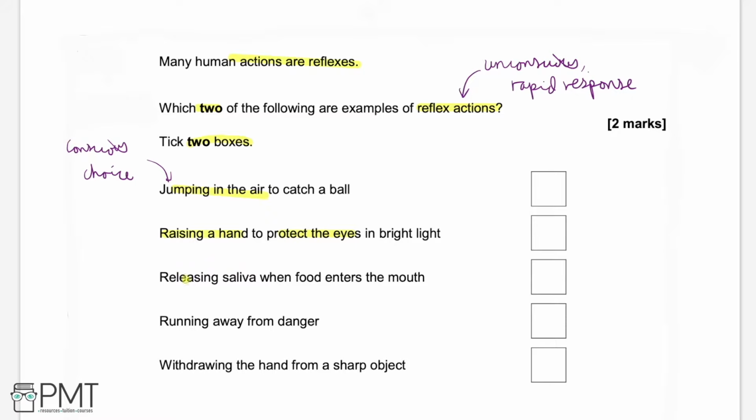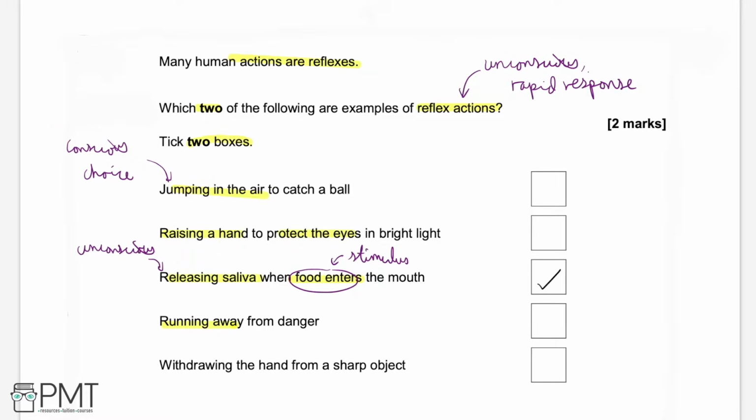The next is releasing saliva when food enters the mouth. Now this is a reflex action. The stimulus is the entrance of food into the mouth, and the release of saliva is unconscious. One cannot choose to release saliva. Instead, it happens automatically as a response to food.